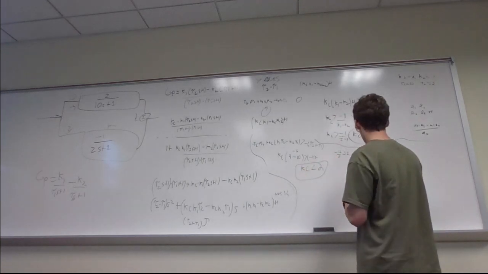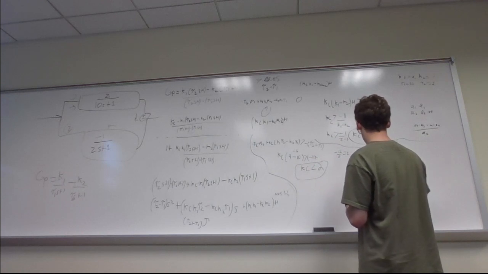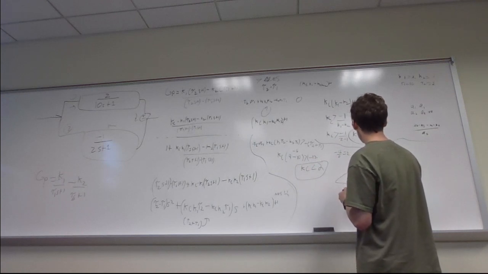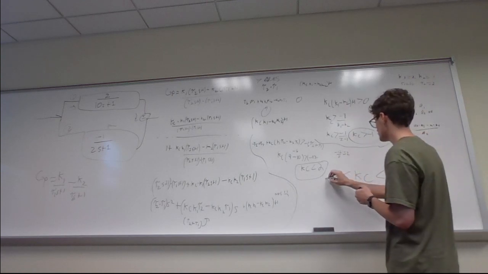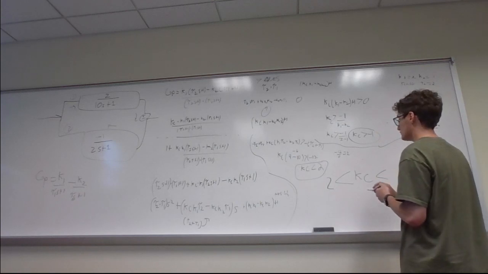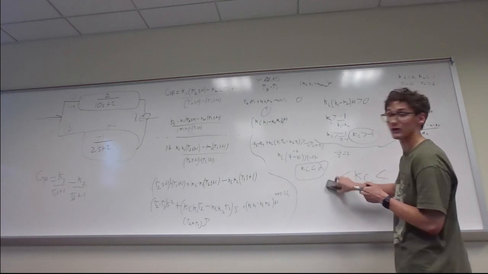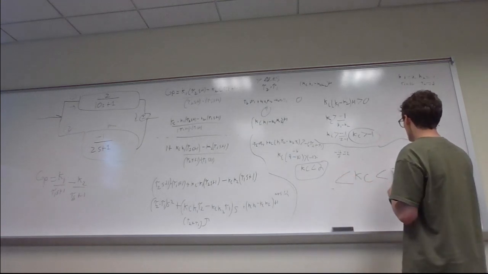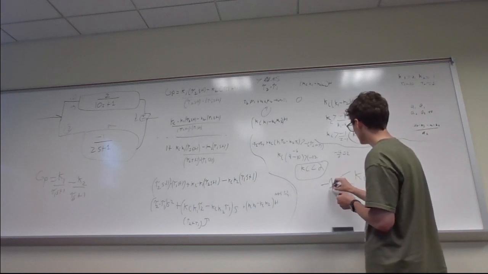So K_C is going to be, K_C has to be in between 2. I don't remember how these numbers are. Oh man, it's like a number line thing. I haven't done those in forever. So 2 is greater than K_C, and K_C is greater than negative 1.